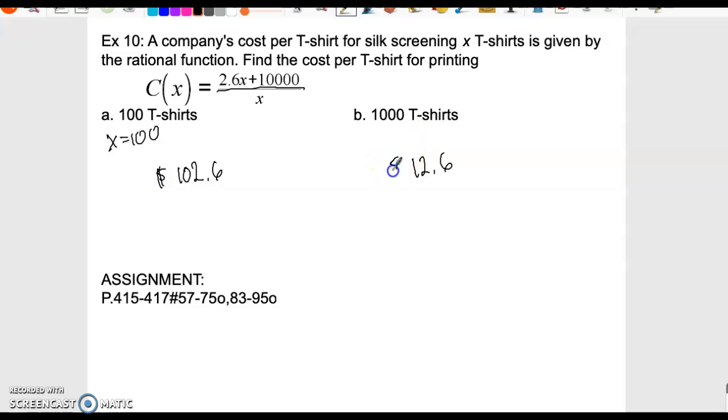Which may seem counterintuitive, but it does make sense that the more shirts you make, the less the cost is per shirt. And the fewer shirts you make, the more expensive it is, because I imagine there's a cost for the machine just to run the machine.